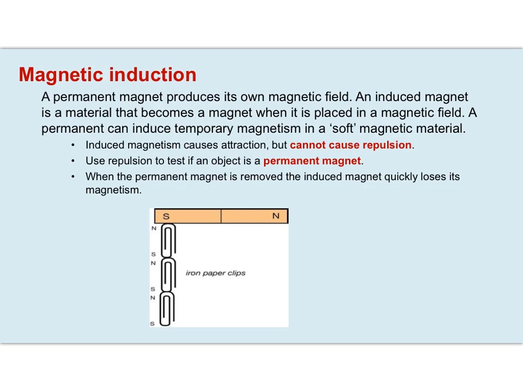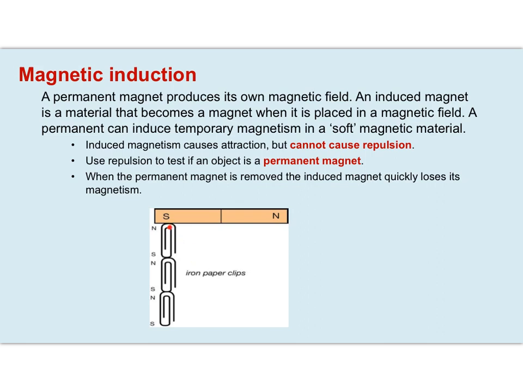We're now moving on to look at magnetic induction. So a permanent magnet, such as the bar magnet down here, which has a north and a south pole, produces its own magnetic field. Whereas an induced magnet, such as this paperclip here, is a material that becomes a magnet when it's placed in a magnetic field, because a permanent magnet can induce temporary magnetism in a soft magnetic material. So if we were to bring the paperclips in, the paperclips will not be magnetic until they reach the permanent magnet. When they are attached to the permanent magnet or in the magnetic field of the permanent magnet, then they become magnetized, and then they behave like a magnet.